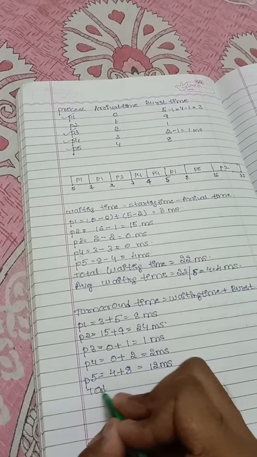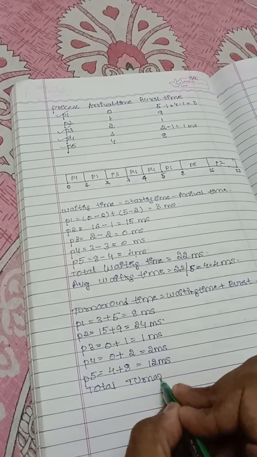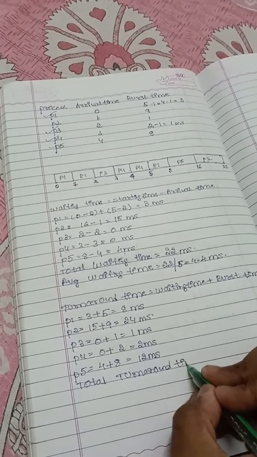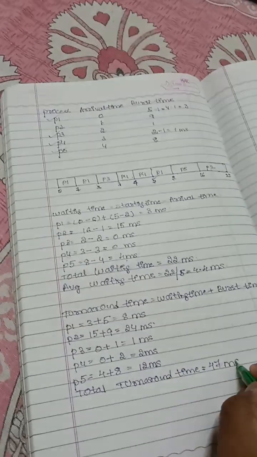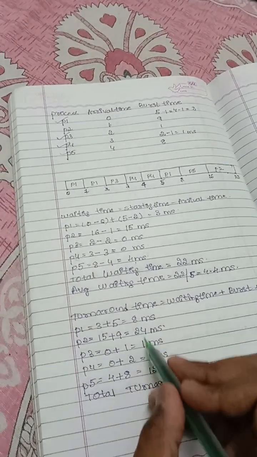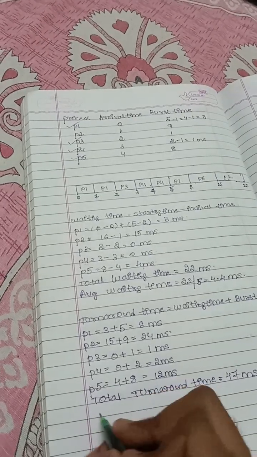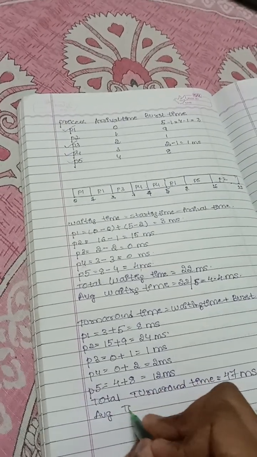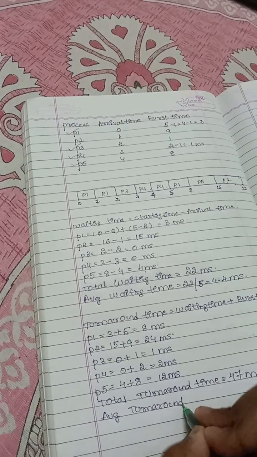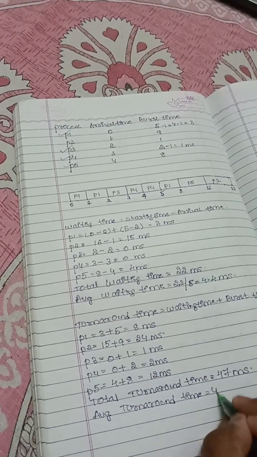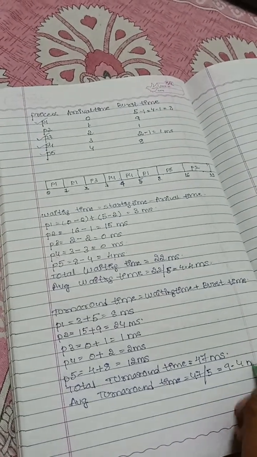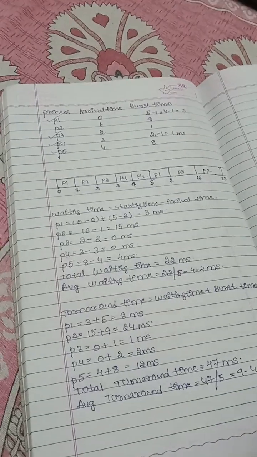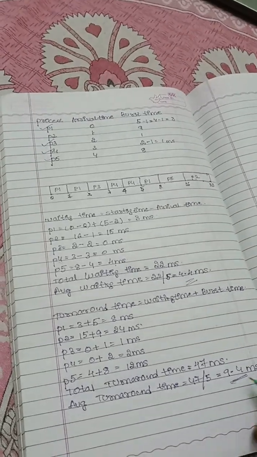Let us calculate the total turnaround time. Total turnaround time will be 47 millisecond. Let us calculate the average turnaround time. It will be 47 by 5. It will be 9.4 millisecond. That is the answer for average waiting time and average turnaround time.